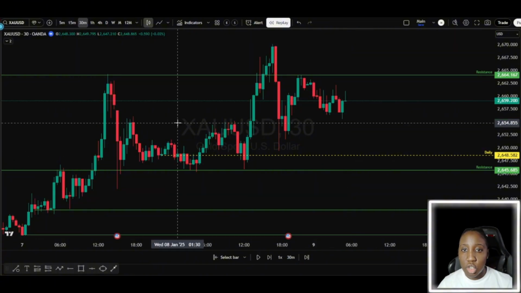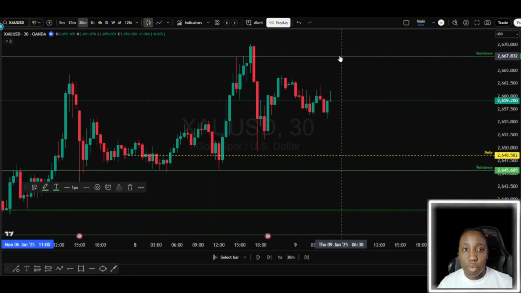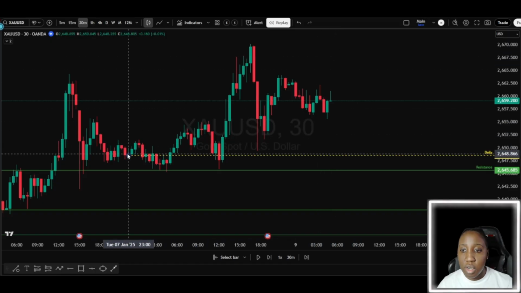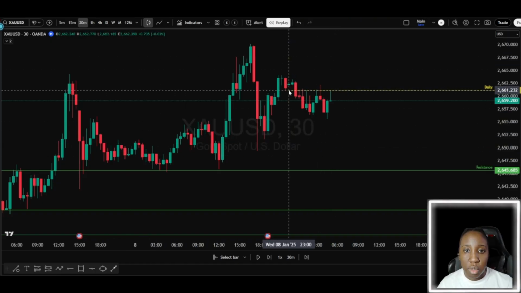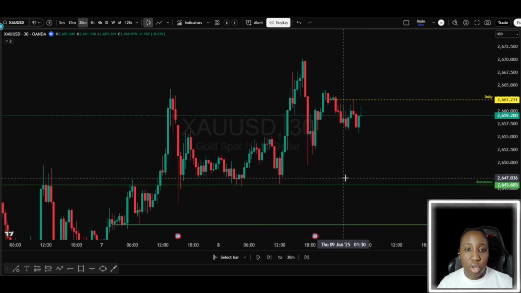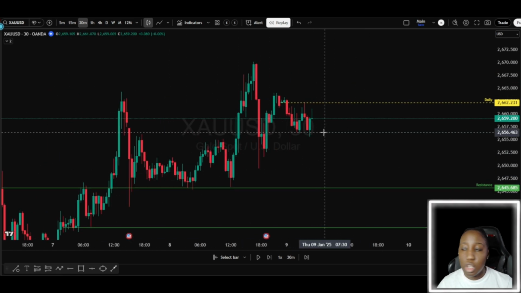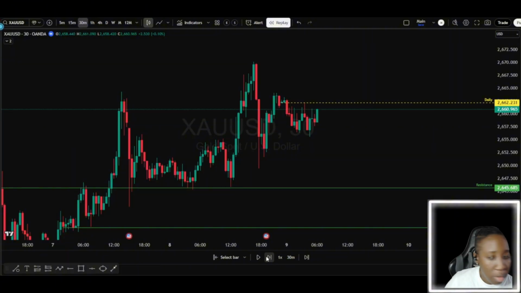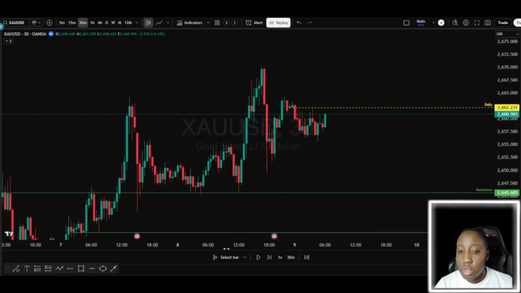Alright, let's clean up this chart a bit now because we've got lines everywhere. We've got a new resistance up here now. Where's the daily open? Boom, right here. So I'm going to still leave this support here because I like this level for the lows. I don't mind it. I like it a lot.